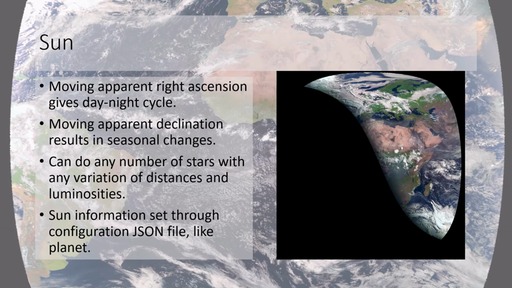We also added a proper sun model, having daily changes, so day-night cycle, and also seasonal cycles. So the image on the right shows how the Earth looks in July, and you can see the angle differences, how much more sun there is in the northern hemisphere compared to the southern, and that is how the seasons come about. Our system is set up to handle any number of stars with any variation of distances and luminosities, modeled accurately, so you get something like Tatooine, for example, with 2 suns. And this is set through configuration JSON files, just like the planet information is.